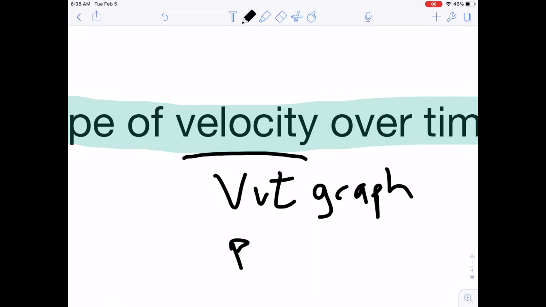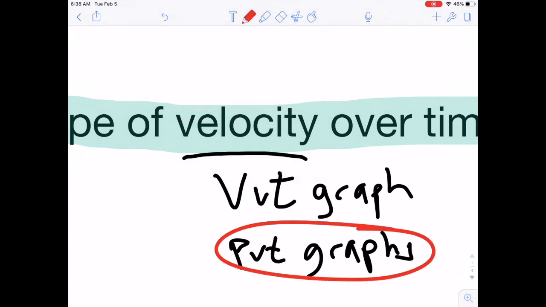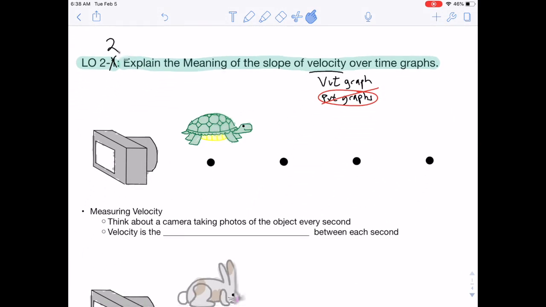Not PVT graphs. That's different. I'm going to just circle this and draw a line through it, because you remember you gotta look at your axes when we're looking at these graphs.